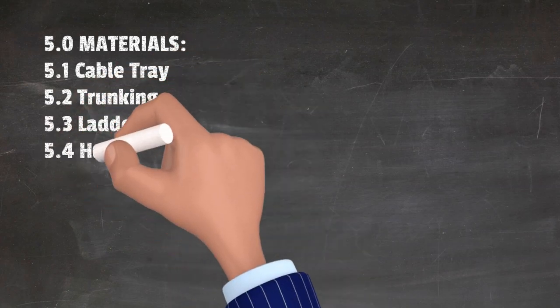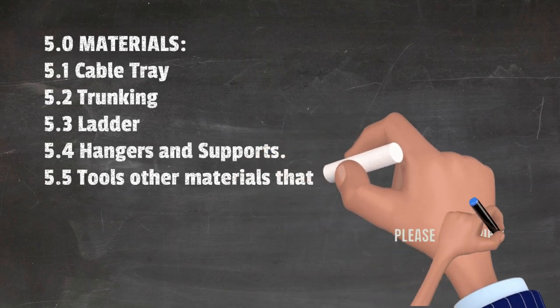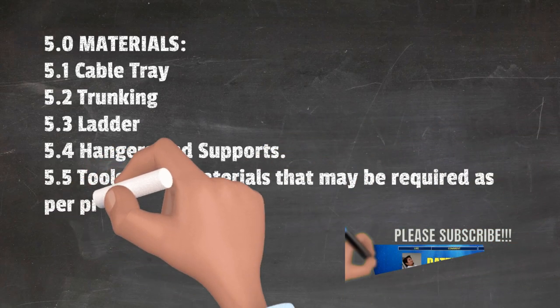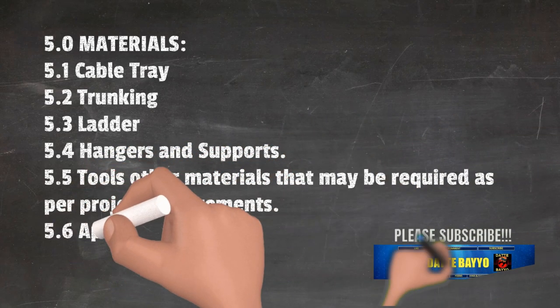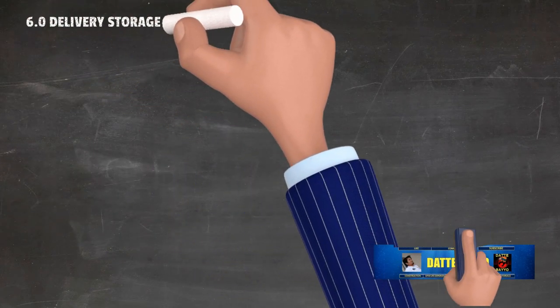Materials. Cable Tray. Trunking. Ladder. Hangers and Supports. Tools. Other materials that may be required as per project requirements. Approved MEP materials.